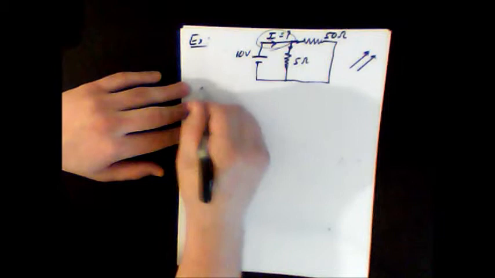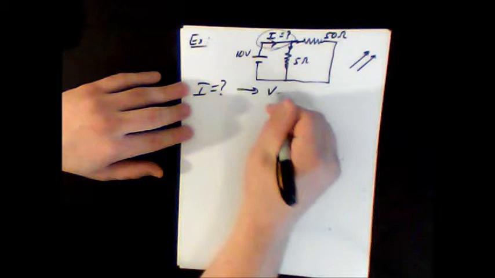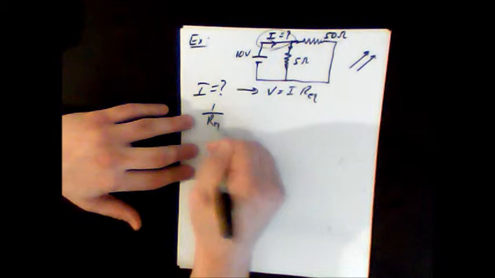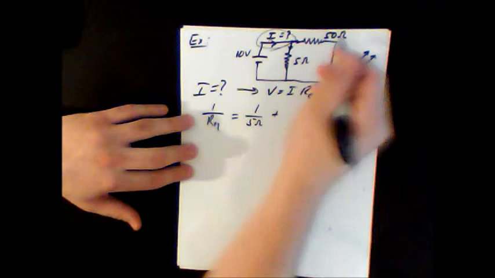We're going to use Ohm's law. So V equals IR. And remember that this R has to be R equivalent if we're dealing with more than one resistor. So our job now is to find R equivalent. The rule for parallel circuits: 1 over R equivalent equals 1 over the first one, so let's say this is the first one, 5 ohms, plus 1 over the second one, 50 ohms.